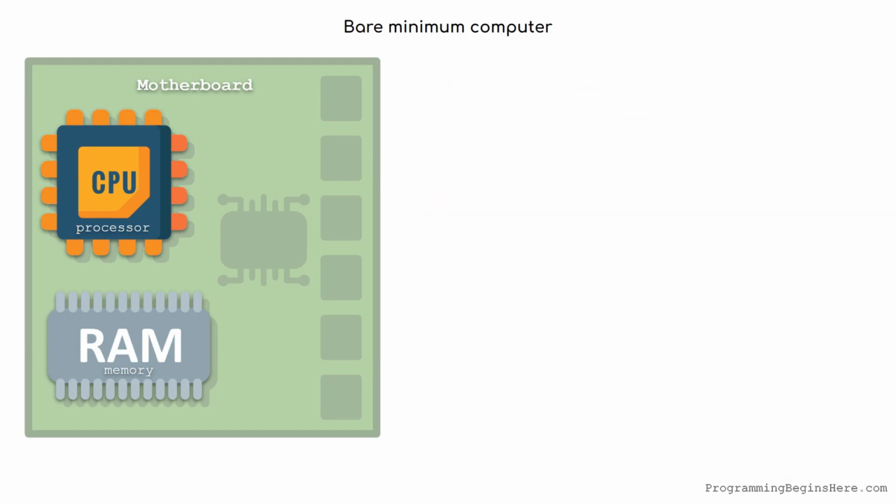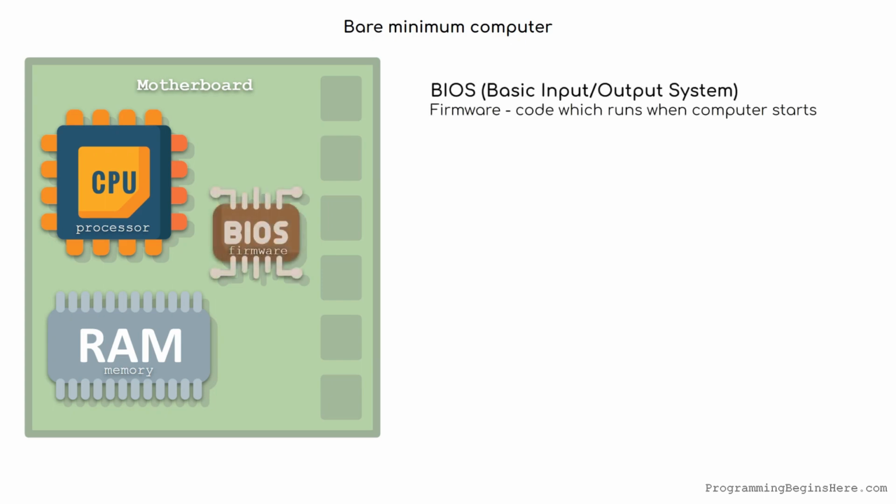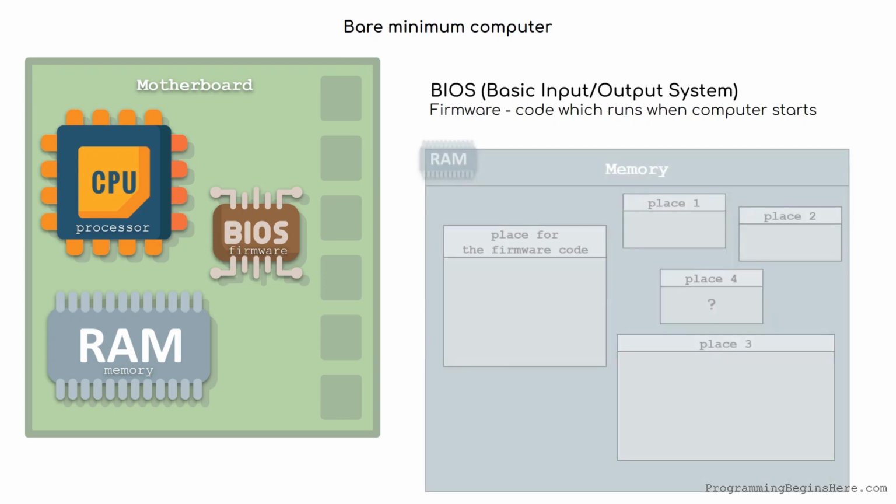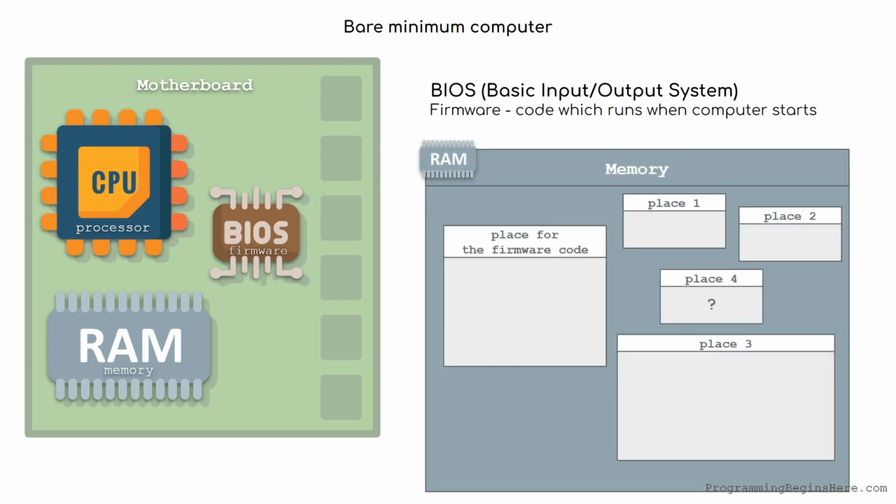It not only connects different components together, but it is also responsible for how the computer starts. It has a small built-in chip called BIOS, which stands for Basic Input-Output System, and the chip has a set of the CPU commands called firmware, which are loaded by the motherboard into a special place in the RAM when the computer starts. As soon as the commands are loaded, the CPU starts executing them.